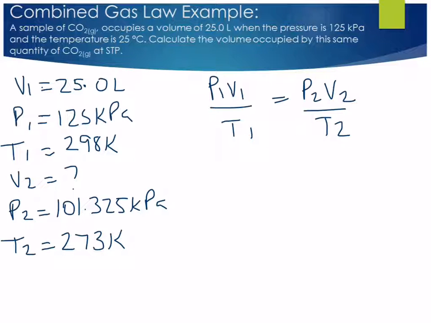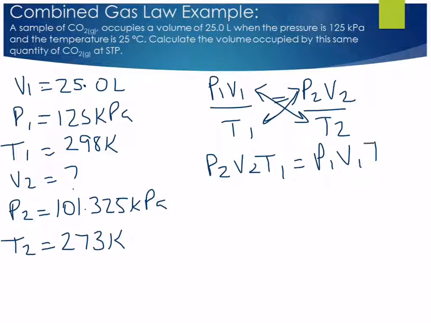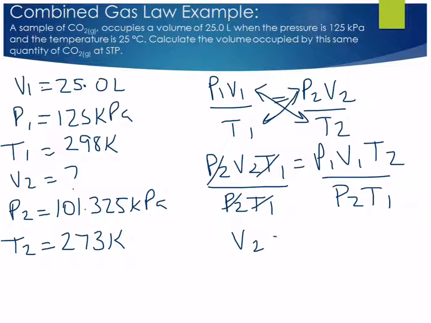So I will go through how to rearrange this. When I do this, I like to cross multiply to get rid of my fractions first, because I know lots of people don't like to see fractions. They get all scared. So if we do that cross multiplying, we now no longer have fractions. We want to isolate V2, so we're going to divide both sides by P2 and T1, and that gets us our formula rearranged. So this is going to be the formula that we are going to use. And you can rearrange all the formulas using cross multiplication.